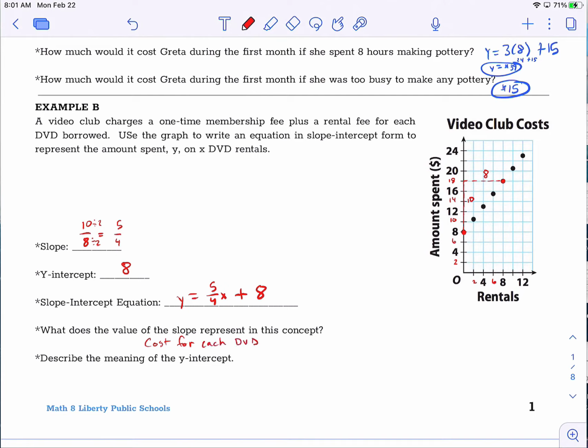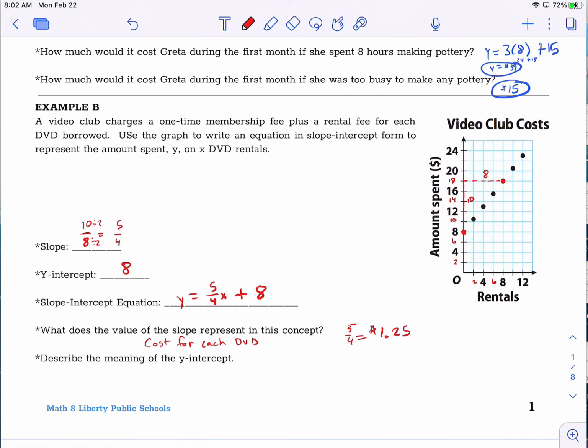And this is the part where I kind of paused up at the top for slope. I said 5/4, but since we're talking about money, saying 5/4 doesn't make a ton of sense. I left it that way because of the graph and everything, but if we take a calculator and divide that out, 5 over 4 equals 1.25. Or in other words, each DVD that you rent is $1.25 in this case.